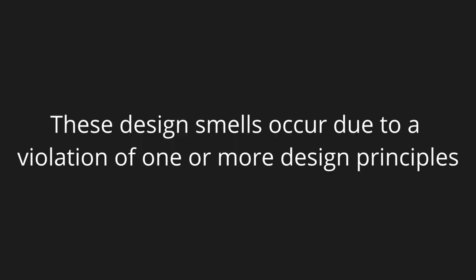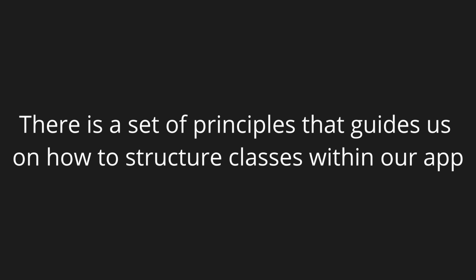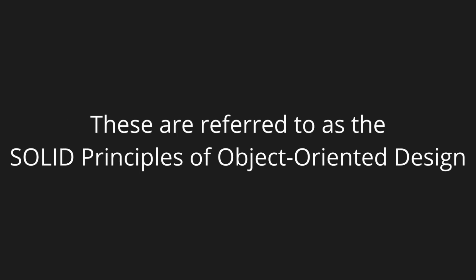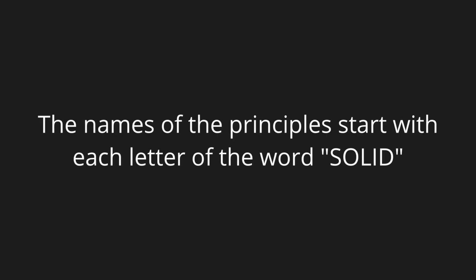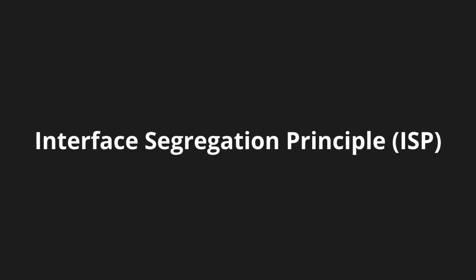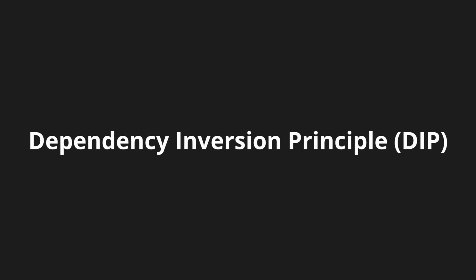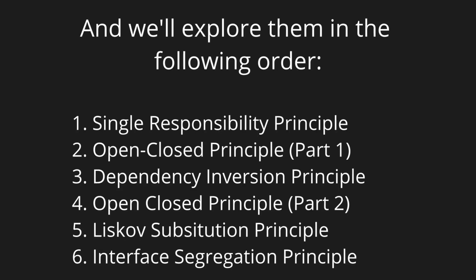Now, all these design smells occur due to a violation of one or more design principles. So we can apply design principles to address those design smells. Now there's a set of principles that tells us how to structure classes within our application. These principles are referred to as the SOLID principles of object-oriented design. There are 5 such principles, and the word SOLID is an acronym. So the names of the principles start with each letter of the word SOLID. We have the single responsibility principle, open-closed principle, Liskov substitution principle, interface segregation principle, and finally, the dependency inversion principle. For the rest of the course, we'll be discussing these principles and we'll explore them in the following order.